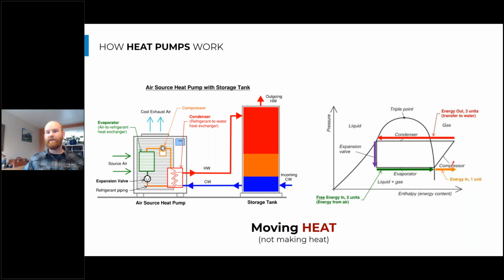So this cycle that we go through is much more efficient because we're moving heat than a gas water heater where we are making heat by simply burning a flame below water to heat it. So it's important for us to understand that this heat pump cycle is very much a cycle and not an instantaneous process. And therefore we need to consider a few things like what our source air temperature is, what our inlet water temperature is targeting, what our outlet water temperature is targeting. Because we're moving heat here, we're not making heat.